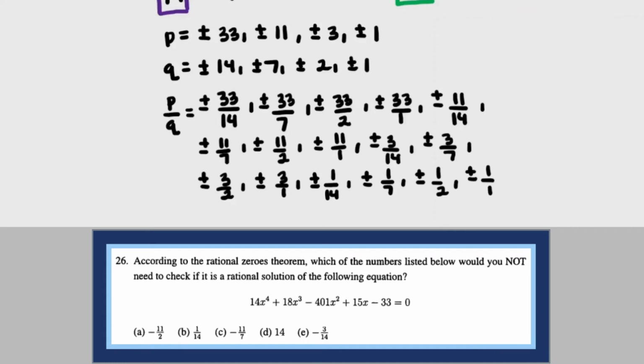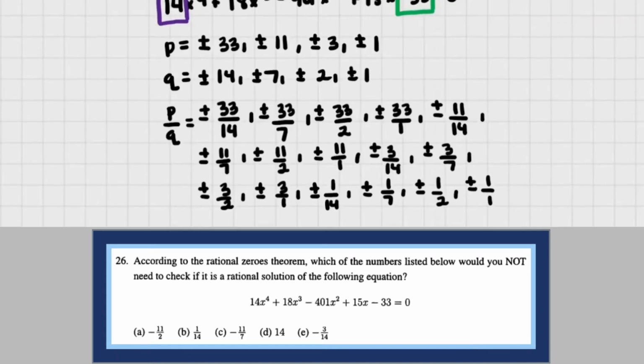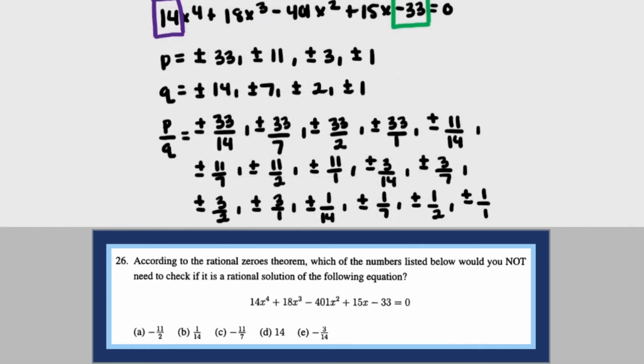Okay, so those are all our possible zeros. And basically they want us to identify which one of the answer choices is not a possibility. So we have plus or minus 33 over 14, 33 over 7, 33 over 2, 33 over 1, 11 over 14, 11 over 7, 11 over 2, 11 over 1. All these numbers. So basically we're going to look at the answer choices to figure this out.